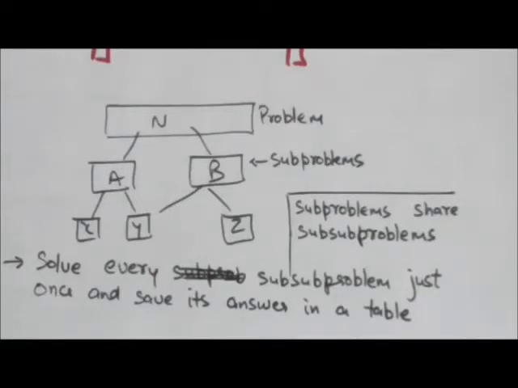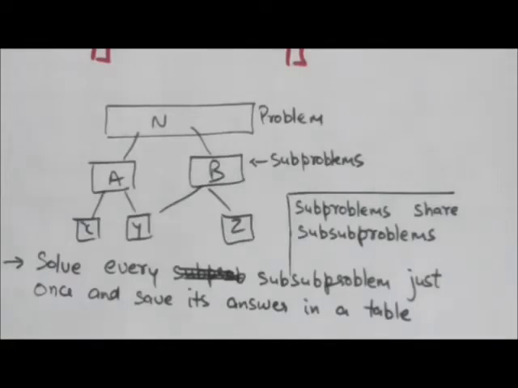They share sub-subproblems. Suppose a problem n is solved by combining the solutions of its subproblems A and B. And subproblem A is solved by combining the solutions of subproblems x and y. And subproblem B is solved by combining the solutions of subproblems y and z. Now these subproblems A and B are not independent. They share subproblem y. To solve subproblem A and subproblem B, subproblem y needs to be solved.